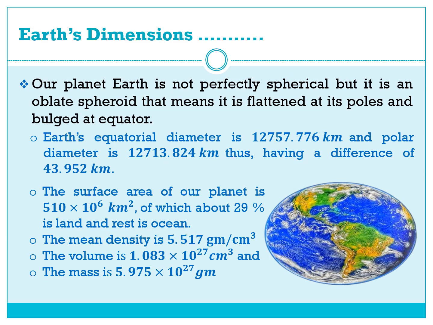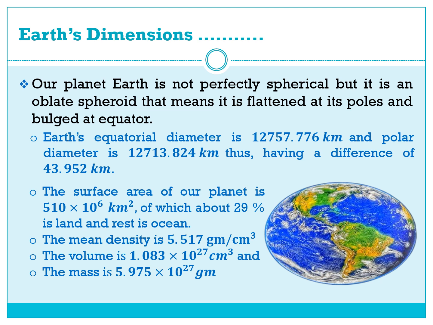Earth's dimensions. Our planet Earth is not perfectly spherical, but it is an oblate spheroid. That means it is flattened at its poles and bulged at equator. Earth's equatorial diameter is 12,757.776 km and the polar diameter is 12,713.824 km, thus having a difference of 43.952 km.